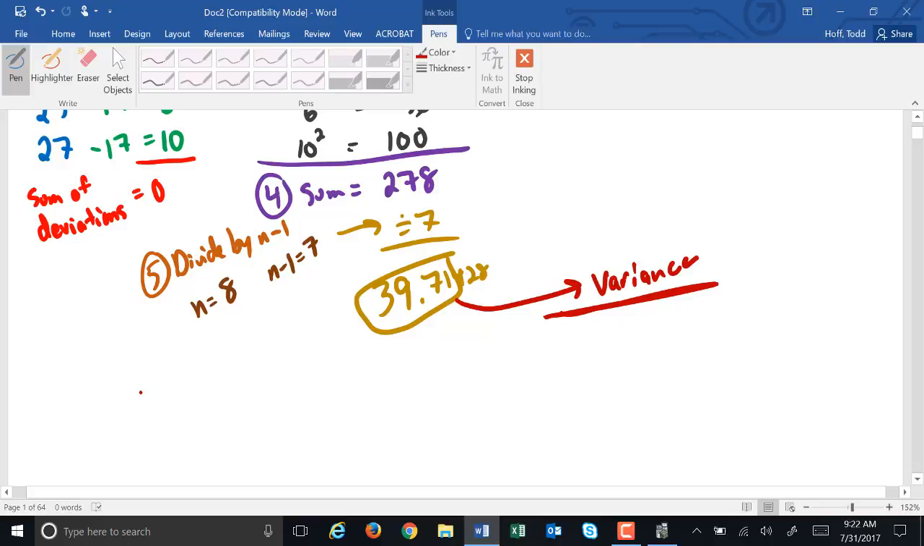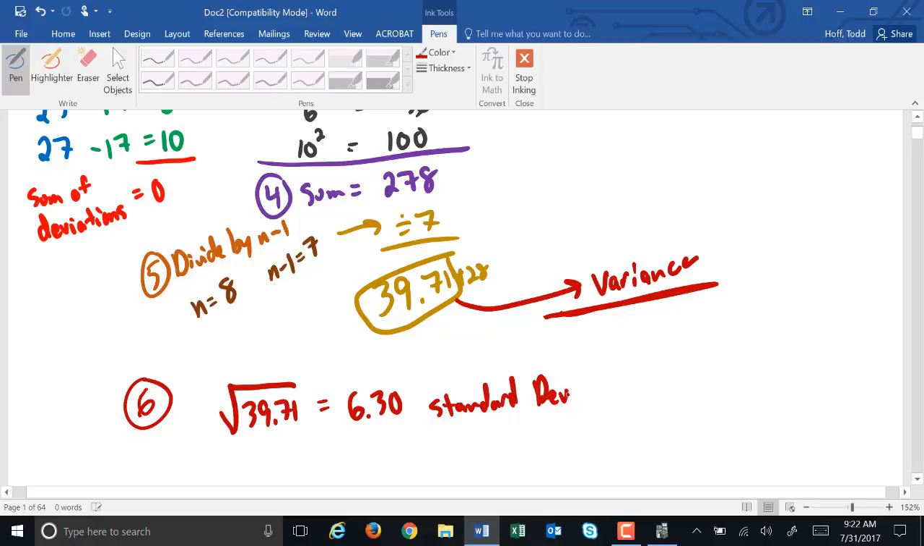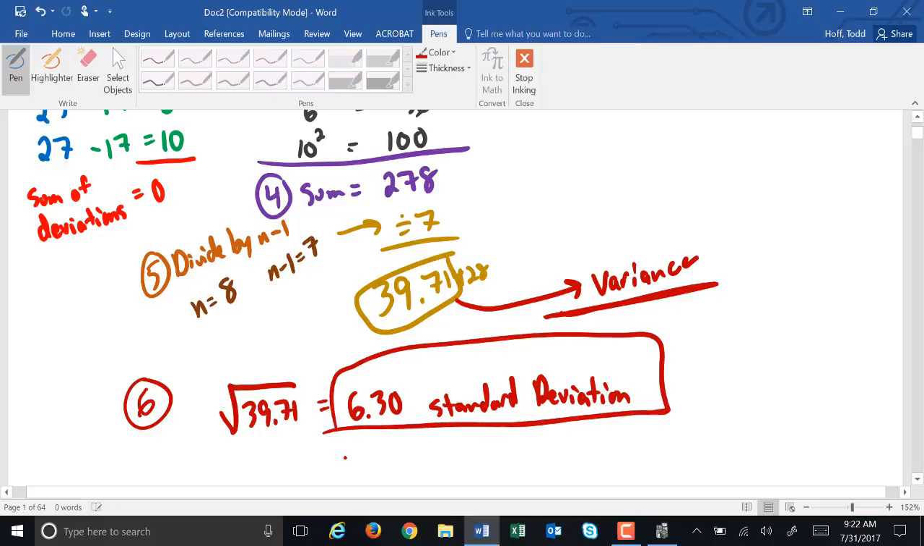Now, the next thing we're supposed to find is the standard deviation. It's nice that we found the variance first, because now we do what? Now we square root, which gives us 6.30. That is our standard deviation. What that is telling us is that on average, those numbers are each 6.3 units away from the mean.